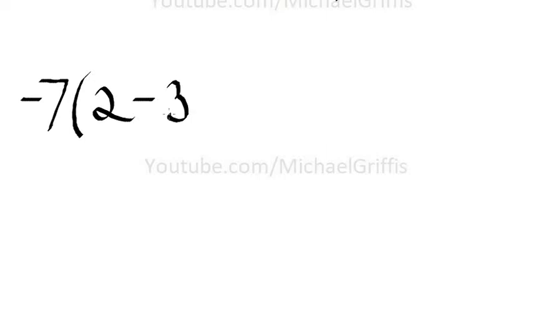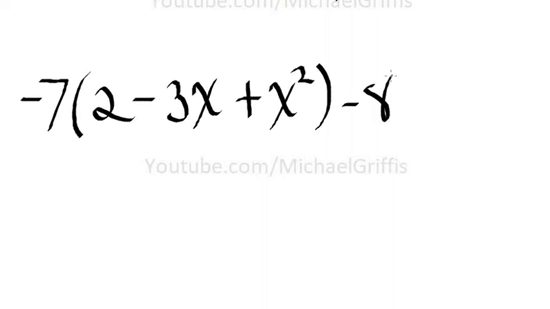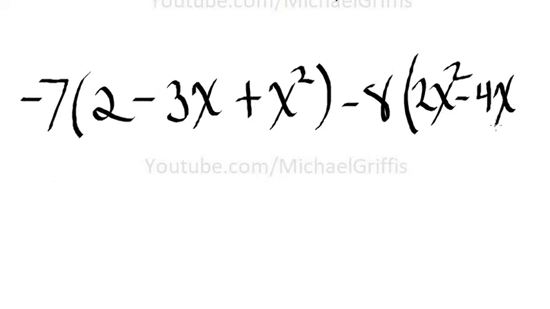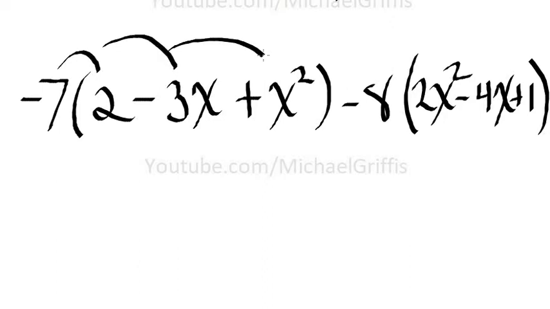Okay, let's take a look at another one here. We have minus 7 times, all in parentheses, 2 minus 3x plus x squared, minus 8 times 2x squared minus 4x plus 1. Let's distribute this minus 7 across.